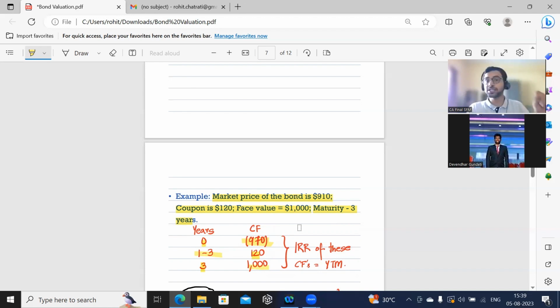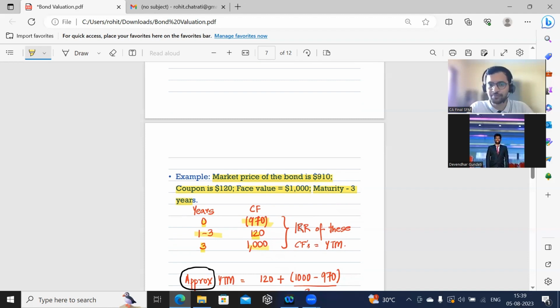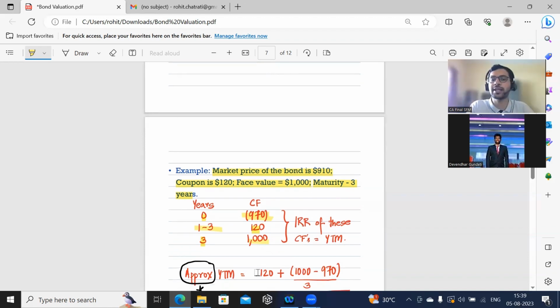All right. Now, firstly, the approximate method. This method is not going to give you the exact IRR. It is only an approximation. What we are going to do under this method is we will first calculate what is the return that I'm getting. On a per annum basis, I get $120 of coupon. I have $30 of capital gain. Remember, it is not 910, it is 970. So I've got $30 of capital gain, 1000 minus 970.